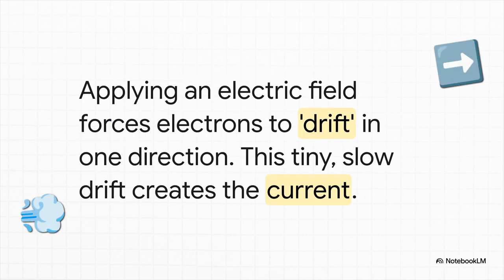But then you flip the switch. And what that does is create an electric field across the wire. Think of it like a gentle but very persistent wind blowing through that chaotic swarm of bees. It doesn't stop them from buzzing around randomly, but it makes the entire swarm slowly, collectively drift in one direction. And that tiny, almost invisible drift on top of all the chaos, that is your electric current.